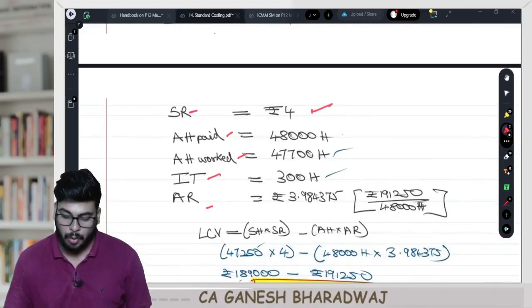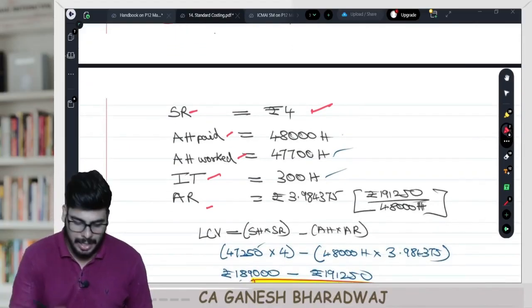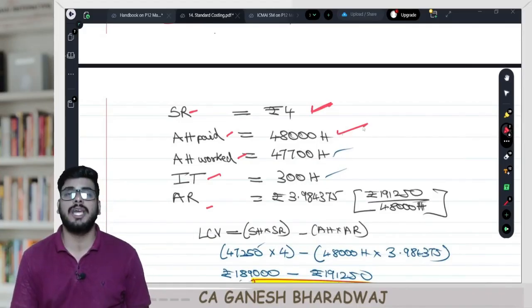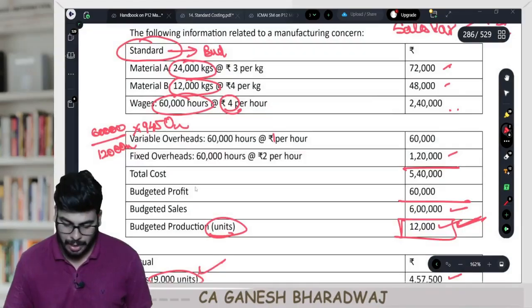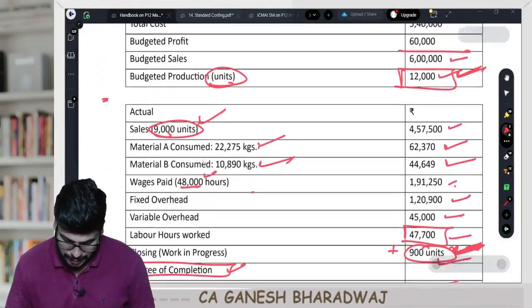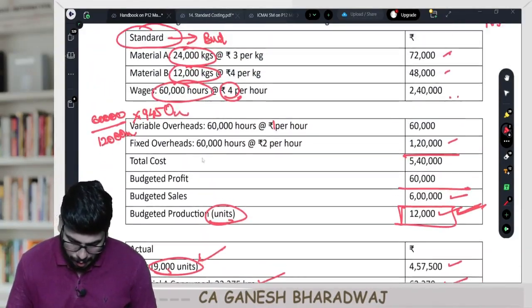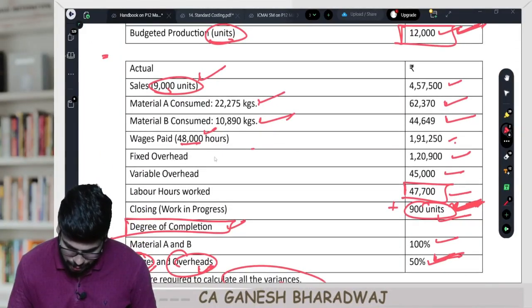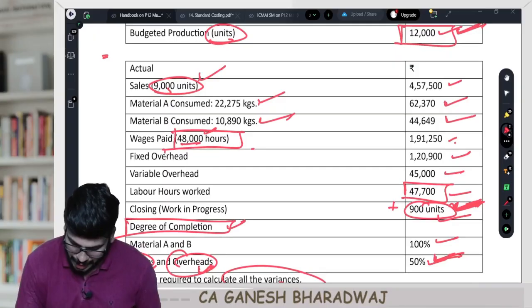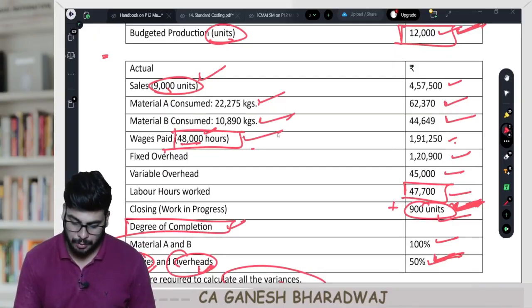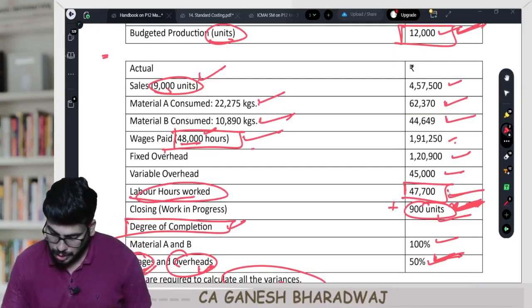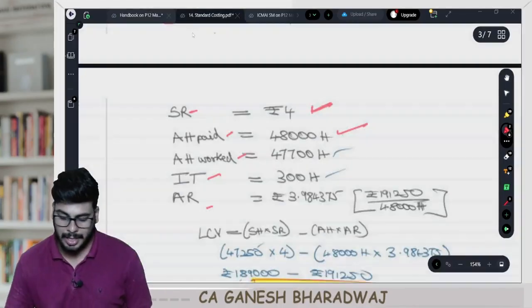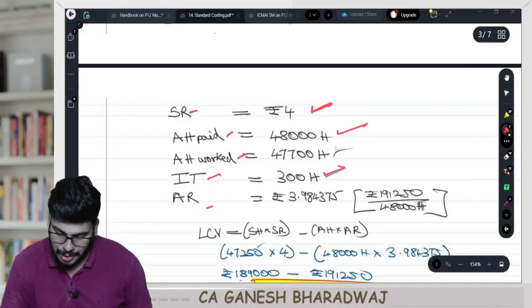Now, what is the actual hours paid? It's given in the question. The actual hours paid is 48,000. So I have paid them for 48,000 hours. Wages paid for 48,000 hours, but the actual hours worked was only 47,700. Clearly these 300 hours are nothing but your idle time. Are you clear with this, guys?